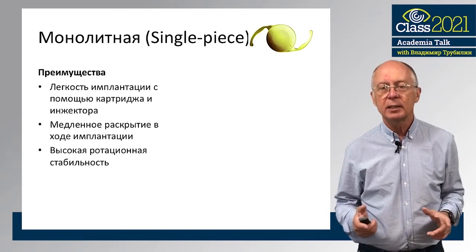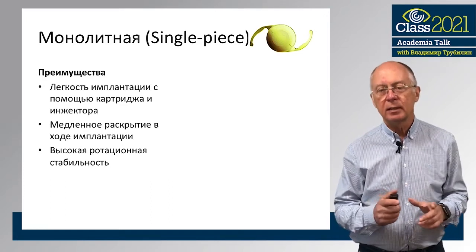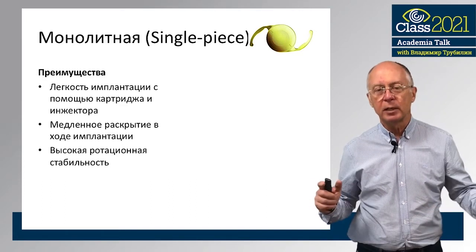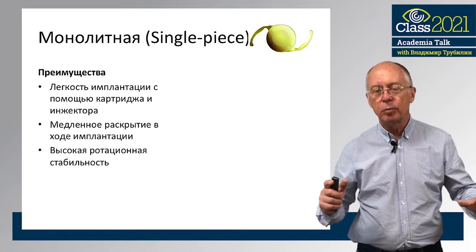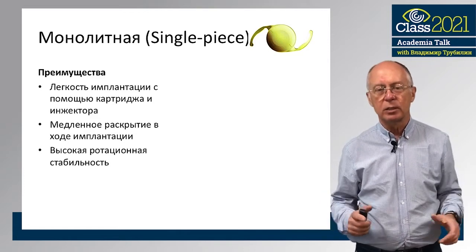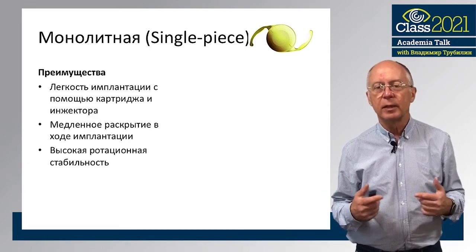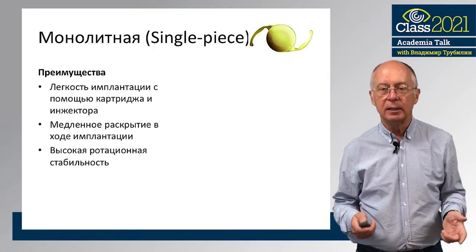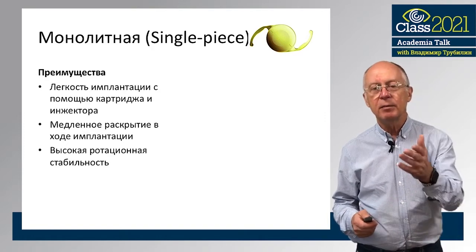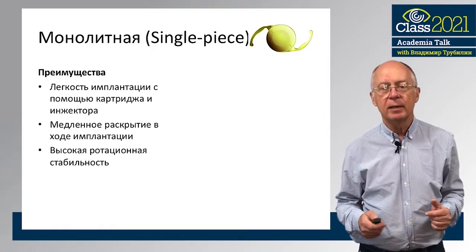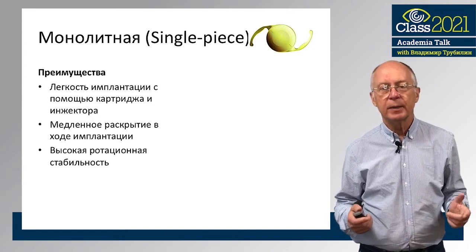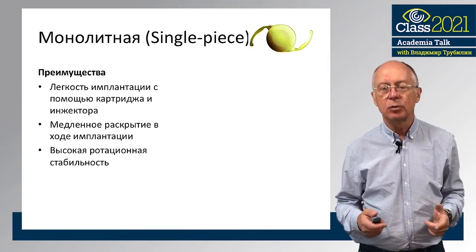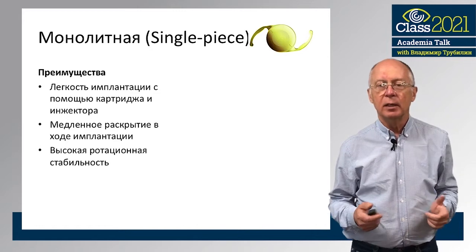It has a high rotational stability. The lens adapts to any diameter of the capsule bag and does not rotate after implantation, which allows us to make lenses with toric design, as you can see from the slide on the top right, as the lens corrects not only myopia and hyperopia, but astigmatism as well.